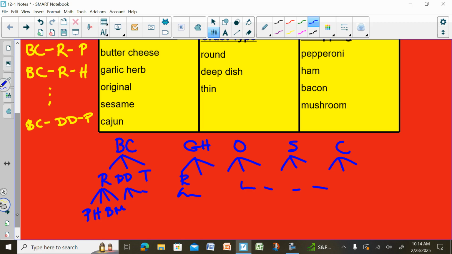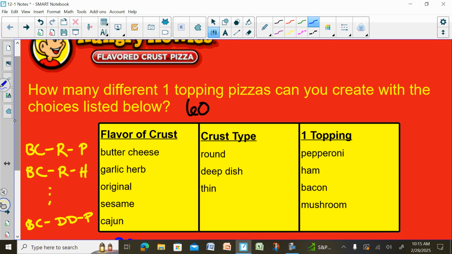Because I was only asking for the total, that would be great. You could see how many butter cheese combinations you have, how many pepperoni combinations you have. You would see all the different combinations. But if you're just looking for a total, that's a lot of work. So this is where the fundamental counting principle really comes into play. If you have 5 flavored crusts and 3 crust types and 4 different toppings, you can simply multiply all of those together, and that's how you can get 60 total.